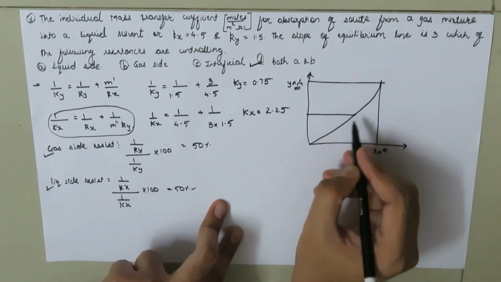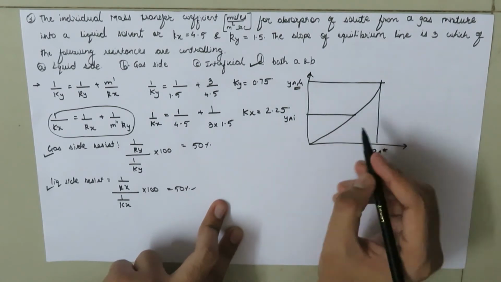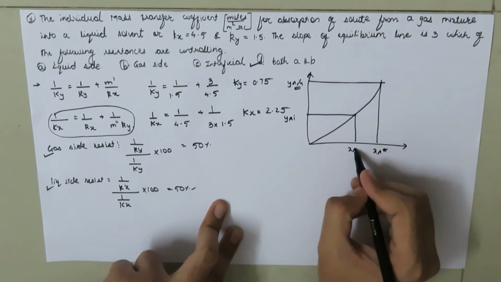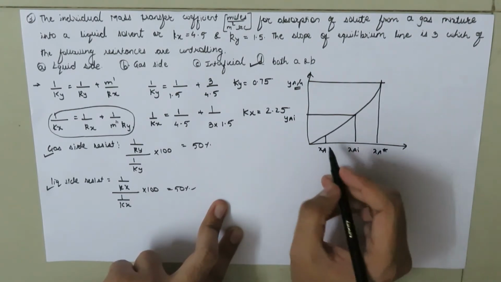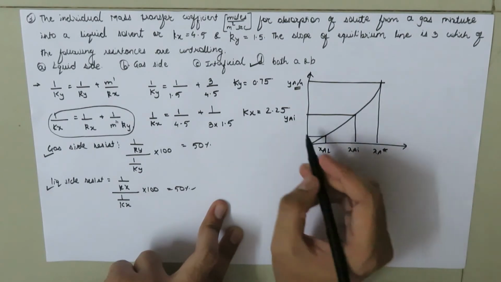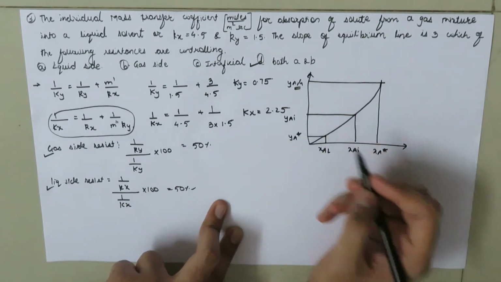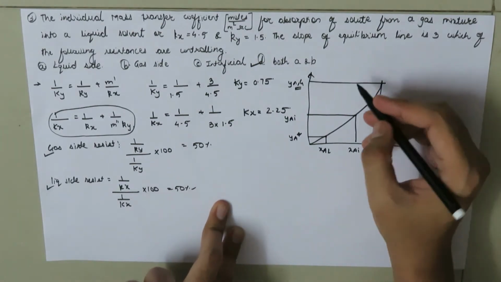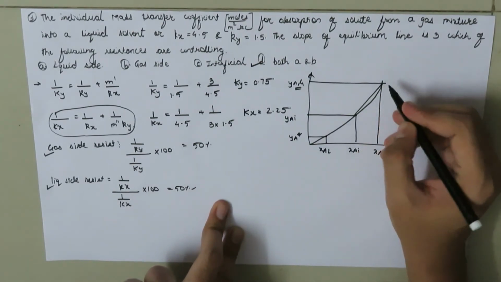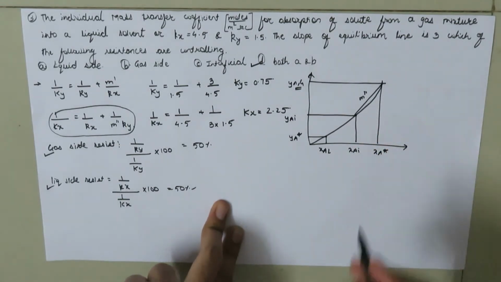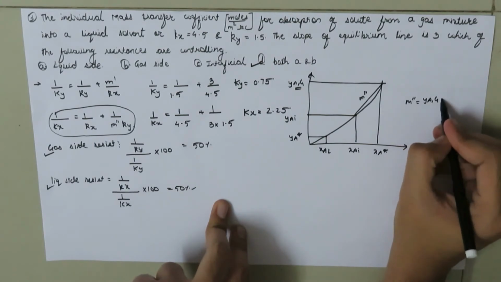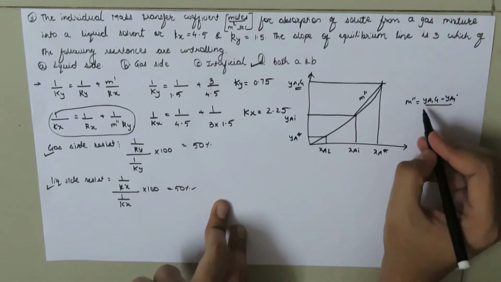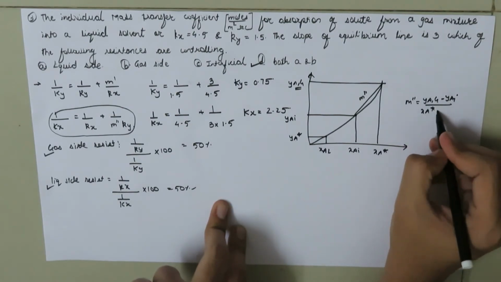equilibrium, and here we have the molar fraction of the component A at the interface in gas, and here we have the molar fraction of the component A in the liquid at interface. Here we have the molar fraction of the component A in the bulk liquid, XAL, and here we have YA star. So in the case of liquid phase, if we linearize this curve by taking M double prime as our slope, then M double prime can be written as YAG minus YAI over XA star minus XAI.